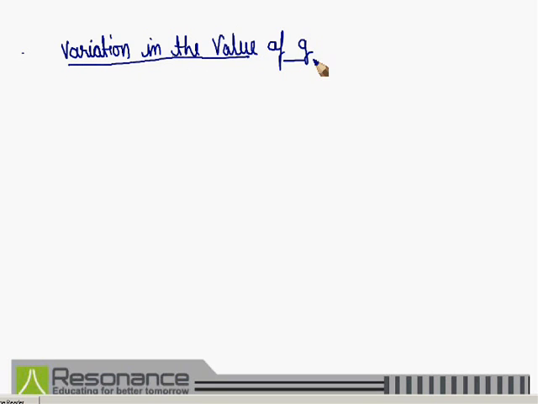Now, we discuss the variation in the value of g, which is the acceleration due to gravity. Acceleration due to gravity g varies as we go above or below the surface of Earth. It also varies from place to place on the Earth's surface.